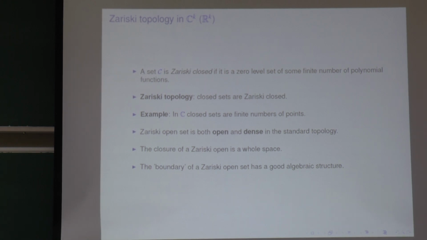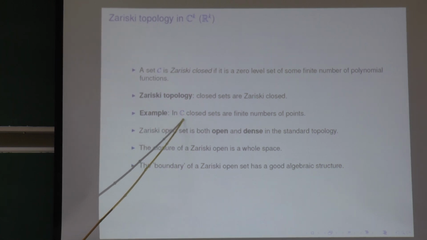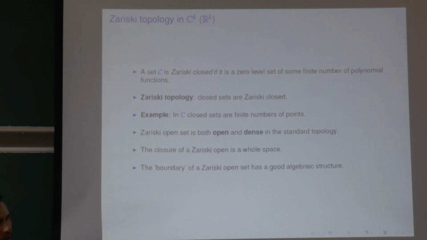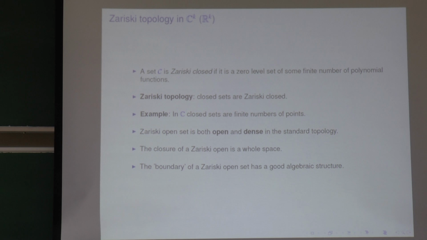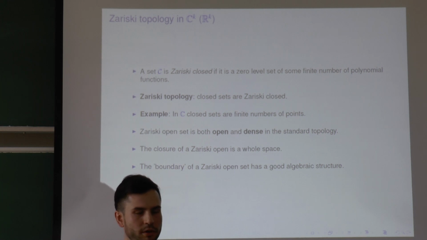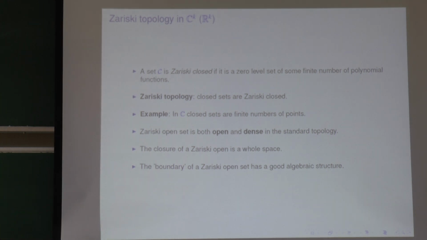So what is a very simple example? If you take complex numbers, then the closed sets are only finite numbers of points. This is a drastic change compared to the standard topology, because when you take a polynomial in C, you can have only a finite number of solutions for this polynomial equation. So why is an interval segment of a line not a closed set? You have to find a polynomial defined in C1 which will have it as a solution. This is impossible. When you have a polynomial in one variable, you can have only a finite number of solutions. Good. So this is Zariski topology.